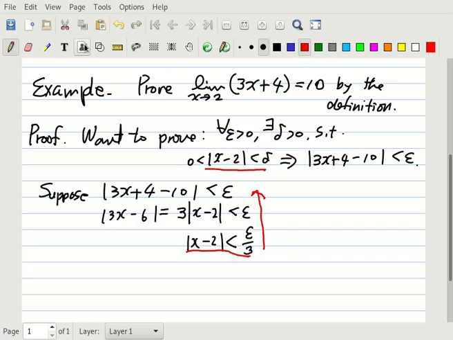Therefore, let delta equal epsilon over 3. Then we can work backwards.